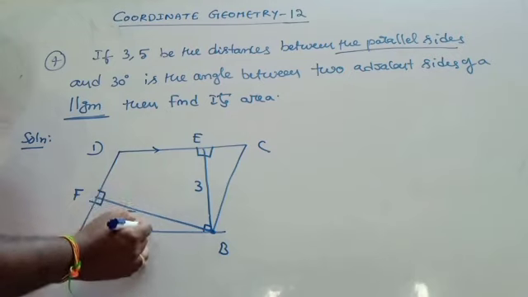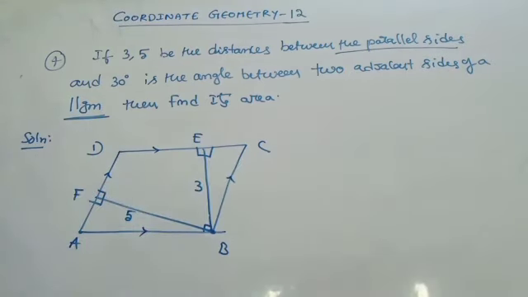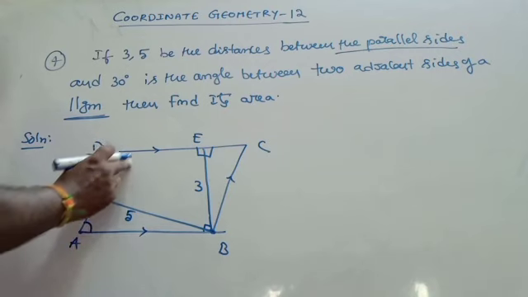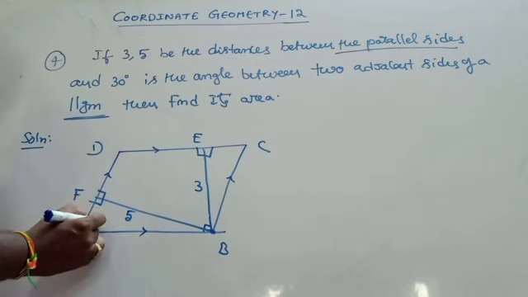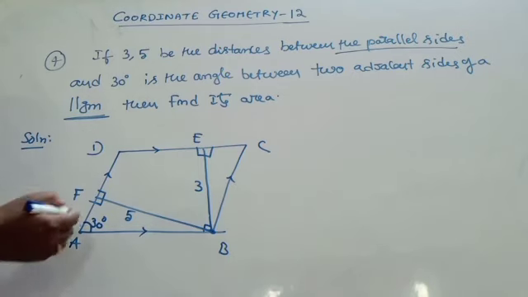See, this is parallel to this and this is parallel to this, like in a parallelogram. Once we have got these things, they given that 30 degrees is the angle between the adjacent sides. See here, this is the acute angle, this is the obtuse angle. This is now 30 degrees you are having here, like this. 30 degrees is this angle here, right?